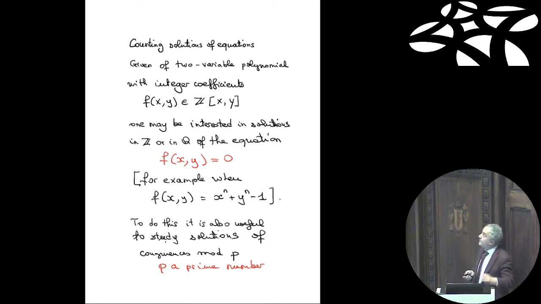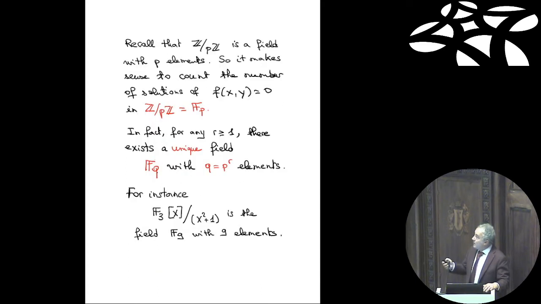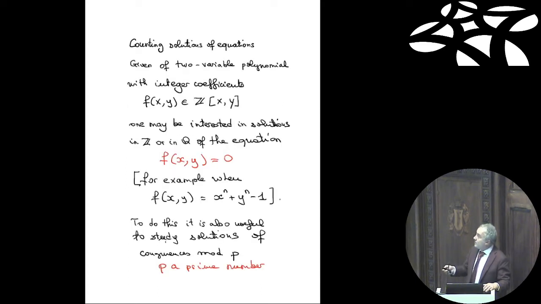You have others. And depending on the kind of problems you are interested in, you may want to find a solution with integer or with rational coordinates of the equation f of x, y equals 0. Of course, you can generalize to polynomials in many variables. You can take systems of equations. But for the purpose of this lecture, one equation in 2 variables is enough.